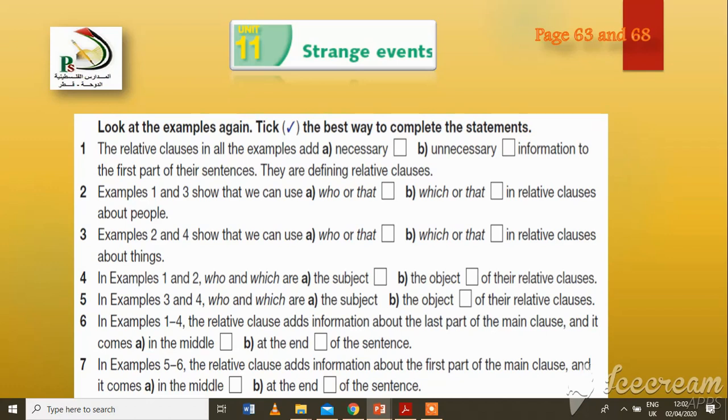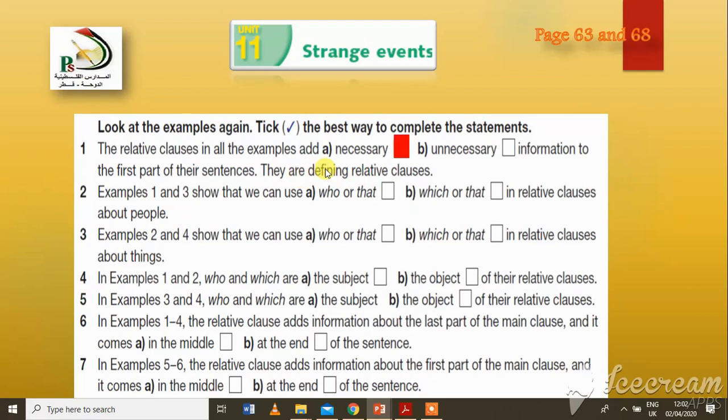I'll continue. The relative clauses in all the examples that we took on page number 63, activity number 1, add necessary or unnecessary information to the first part of their sentences. This is called the main sentence. They are defining relative clauses.